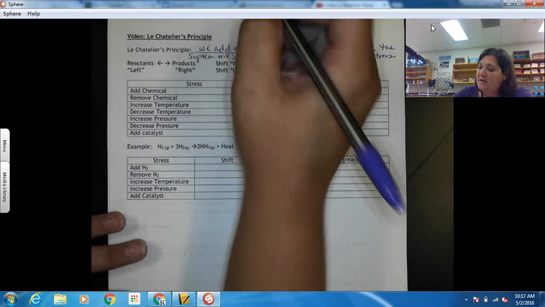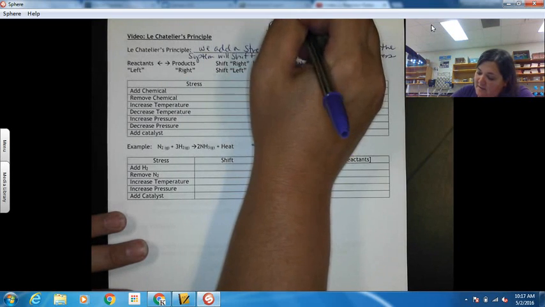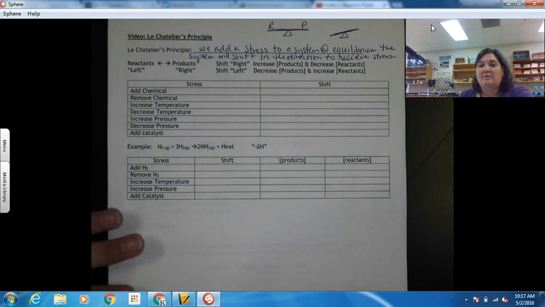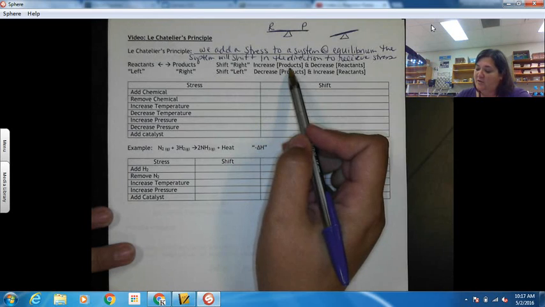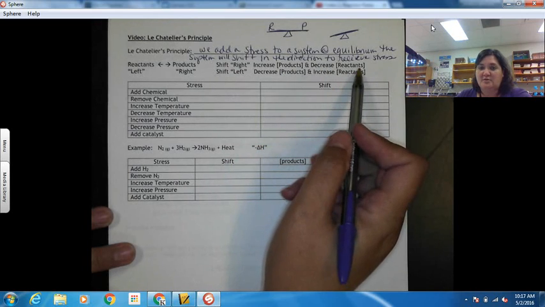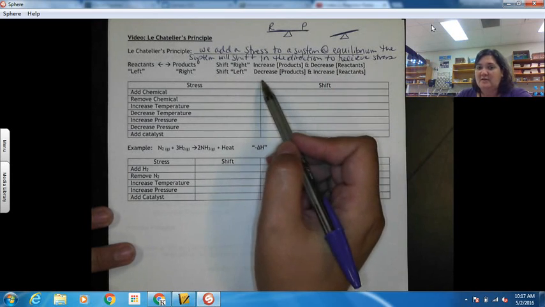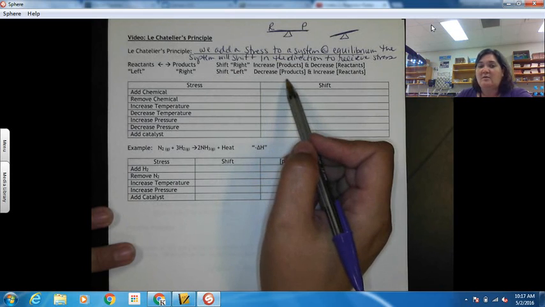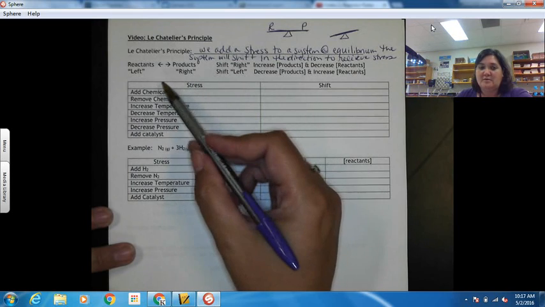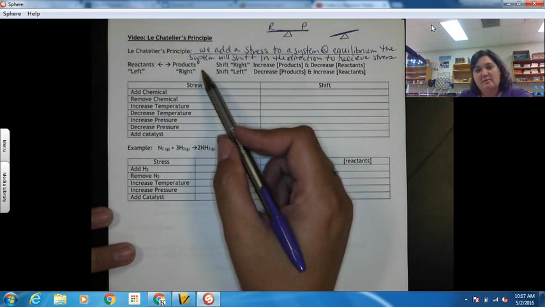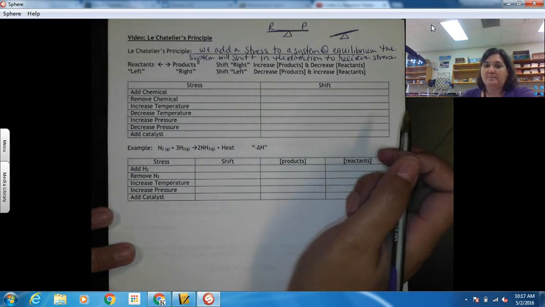Okay, and so I like to think of this as the reactants and this as the products, and we think about our shifting in terms of a seesaw. If the reaction shifts to the right, it will increase the concentration of the products and therefore decrease the concentration of the reactants. If it shifts to the left, it will decrease the products and increase the reactants. Again, reactants are on the left side and products are on the right side, just as they've always been before.